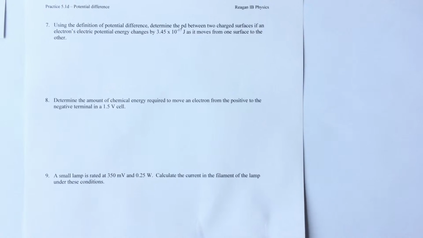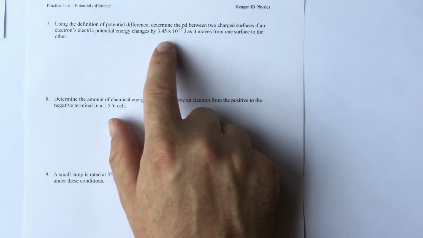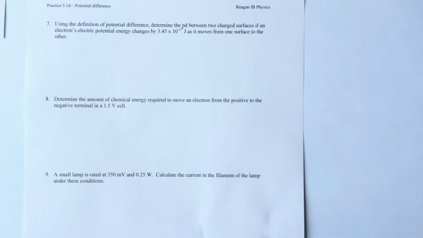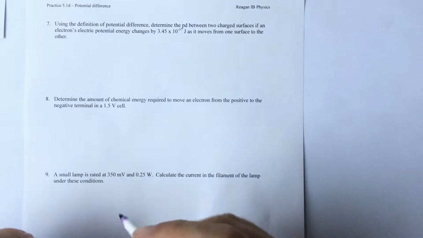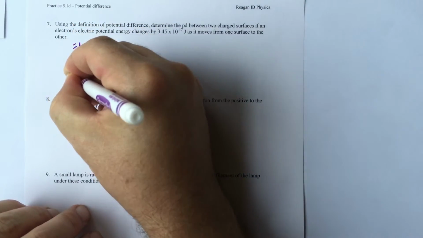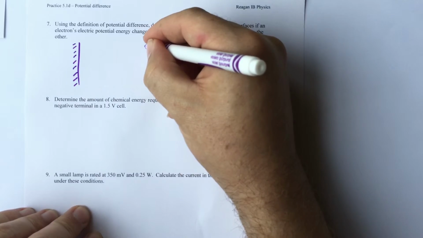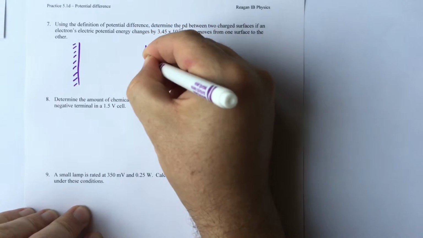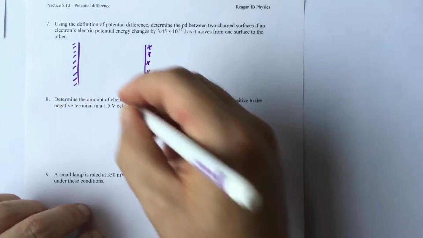Number 7. 7 says this. It says, use the definition of potential difference to determine the PD between two charged surfaces if an electron's electric potential energy changes by this many joules as it moves from one surface to the other. All right, so let's say we have two charged plates. I'm going to draw that. One plate has got a bunch of negative charge on it, and the other plate has got a bunch of positive charge on it. Let's say it's the same number.